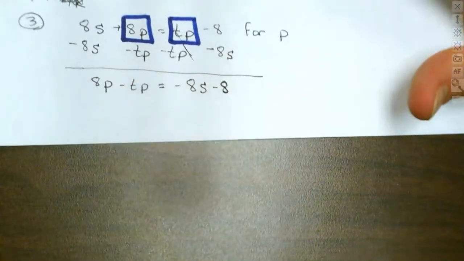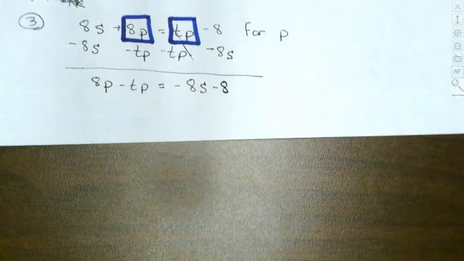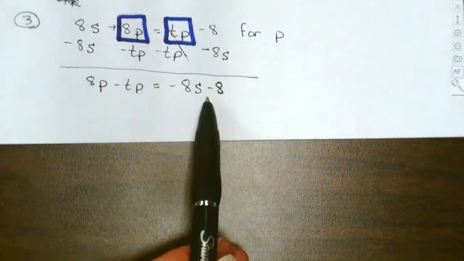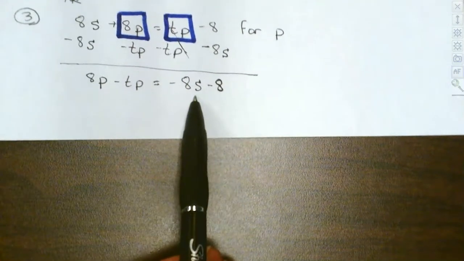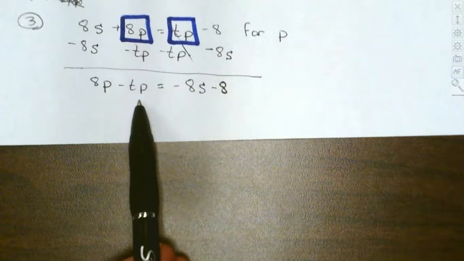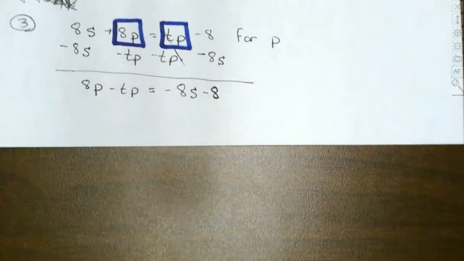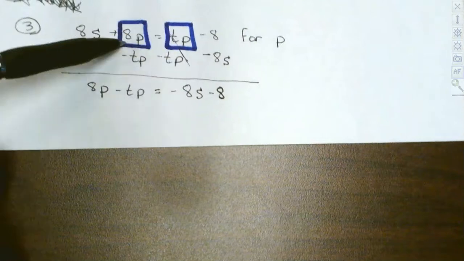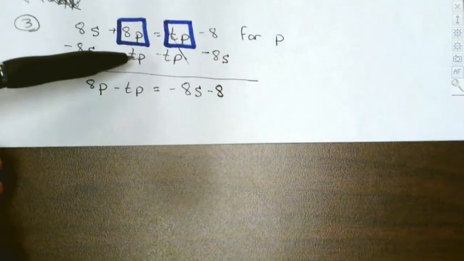So all I did was move everything that had a p to the left-hand side. Everything else went to the right. So this 8s needed to be moved over with subtraction. And that tp needed to be moved over also with subtraction. So I move them around. Now, whenever we move things across the equal bar, what happens to the signs? Signs switch. So this tp was positive. It needs to go over here, so I used a negative.